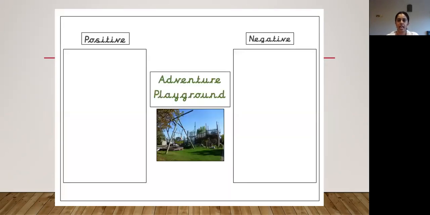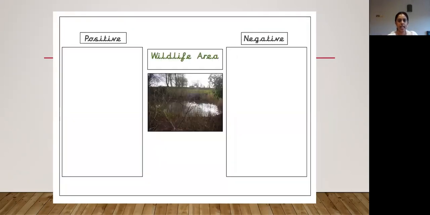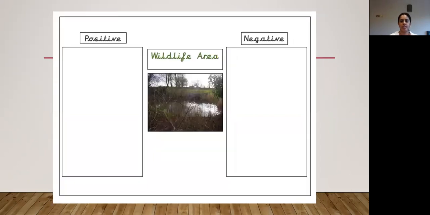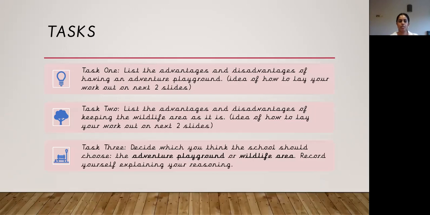So let's see what the next slides show us. So you can have a picture of the playground, the positive and the negatives, or the advantages or disadvantages, and the same for the wildlife area. So what you're basically doing is brainstorming positive ideas for the wildlife area and negative ideas, positive ideas for the adventure playground and negative ideas, and then making a video summarizing, which is your third task, summarizing which one you think the school should choose.